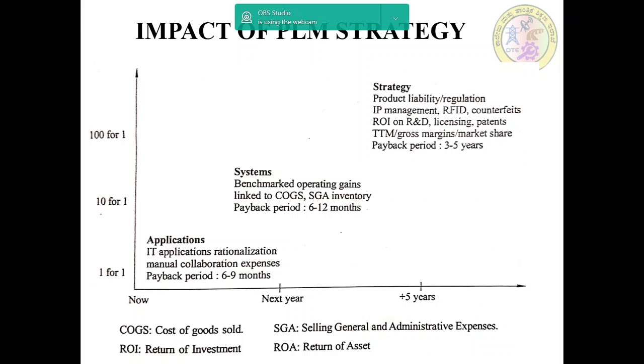Short-term PLM projects have a 1 for 1 payback. This is the short-term level. And then mid-term projects have 10 for 1. This is the second level, representing 10 for 1 payback. And then long-term projects have 100 for 1 payback.